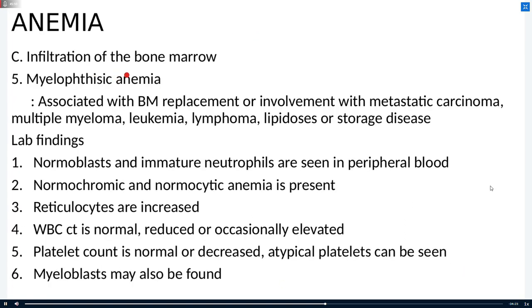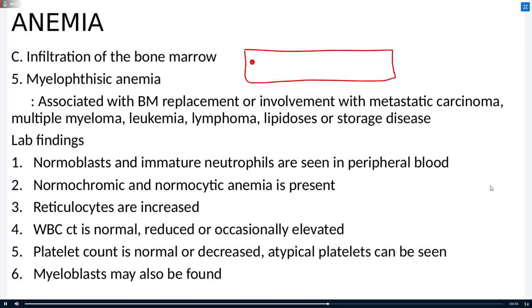Another type of anemia would be due to infiltration of the bone marrow. So under that, we have your myelophthisic anemia. This is associated with bone marrow replacement of or involvement with metastatic carcinoma, multiple myeloma, leukemia, lymphoma, lipidosis, or storage disease. Just to explain this class, imagine this is your bone marrow.